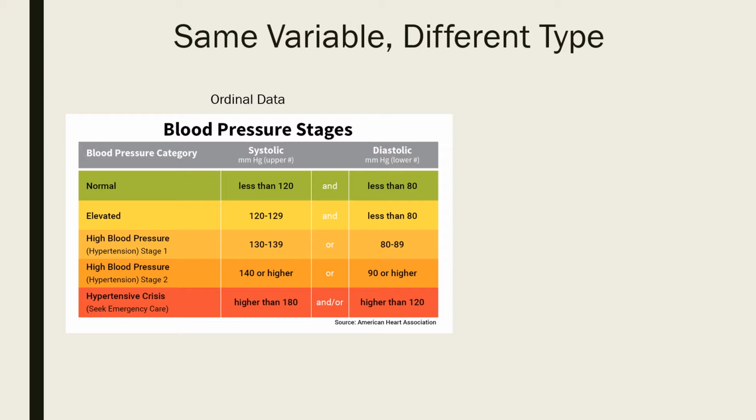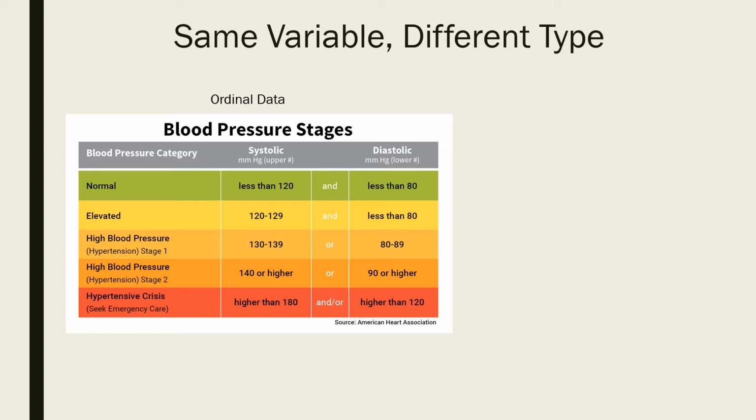But I also want you to think about how you can manipulate the same variable into different types. So let's say that in one of your questions you asked about diastolic blood pressure. And as you can see from this chart, it's ordinal. So you have normal, elevated, hypertension stage 1, stage 2, and emergency care. You should be in the ER or something. So this is ordinal data.